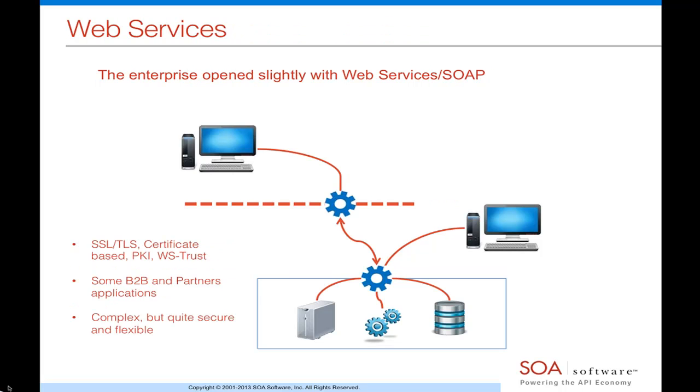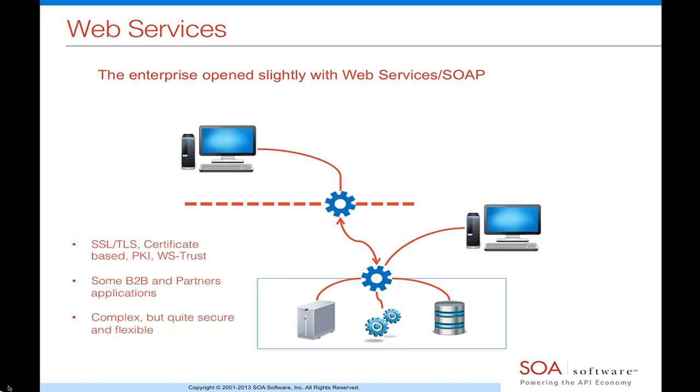Then came web services. So late 90s, early 2000, the enterprises started to open up with web services and SOAP. And you started seeing obviously a lot of web applications, the internet revolution, and enterprises started exposing their applications primarily to B2B and partner applications.